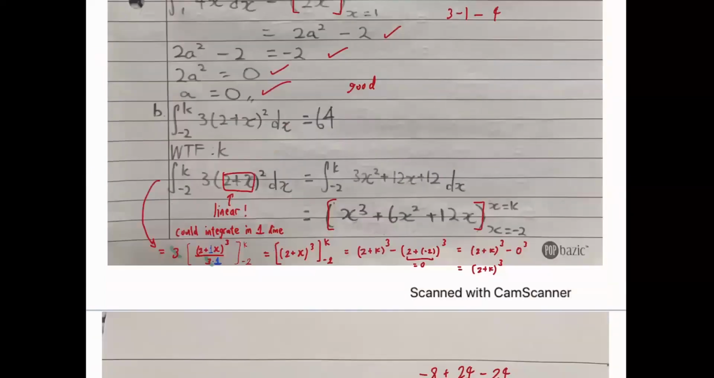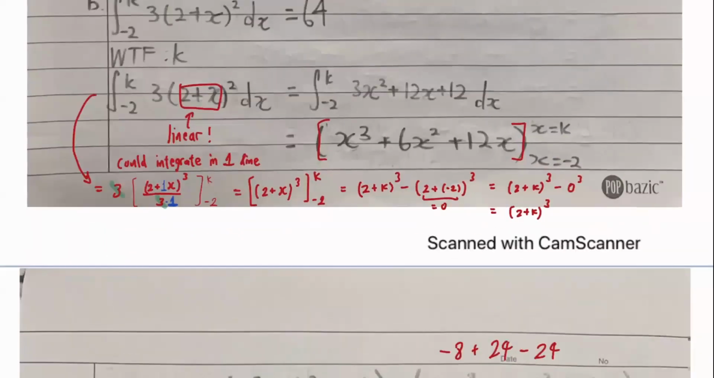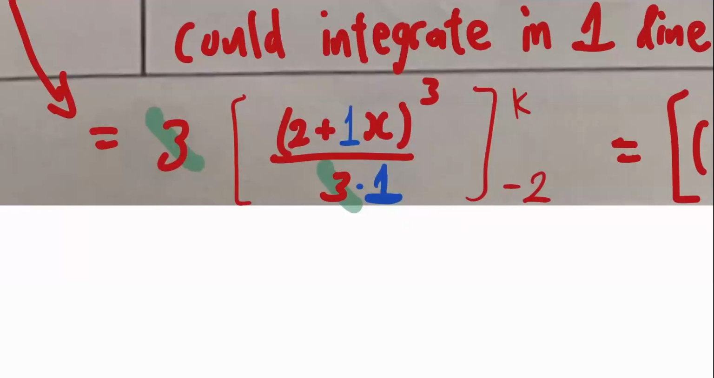Continue. What else? Here, I just suggested that you could integrate it a different way. Because this is linear to the power of 2, you can just raise the 2 to the power of 3, like +1. Add 1 to get the new power, 3, then divide by 3, the new power. Chain rule? Wait, no, not chain rule. For the red color part, it's just the opposite of power rule. Add 1, get the new power, divide by the new power. For this one, I purposely added an extra blue color to remind you that you need to divide by the coefficient of 1.